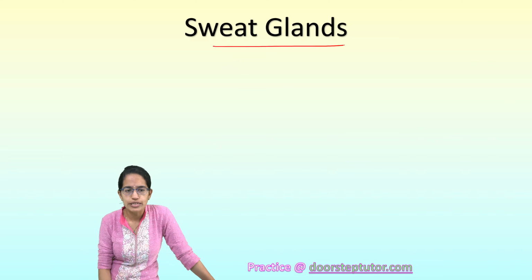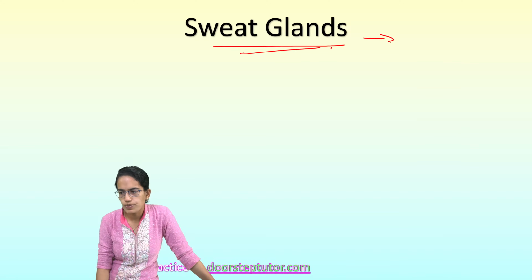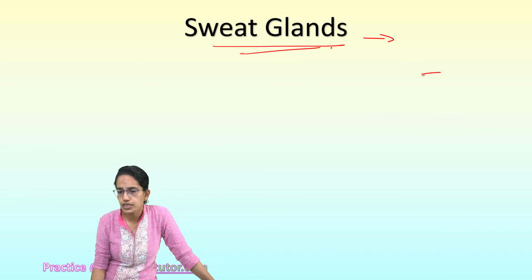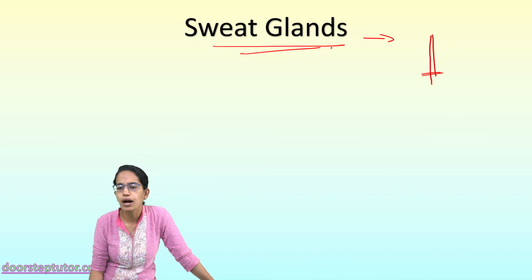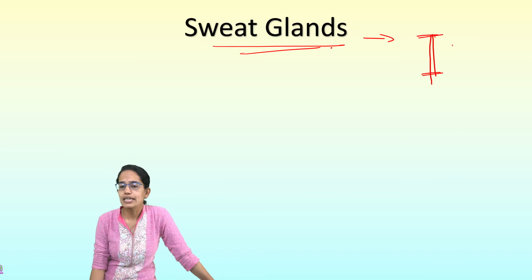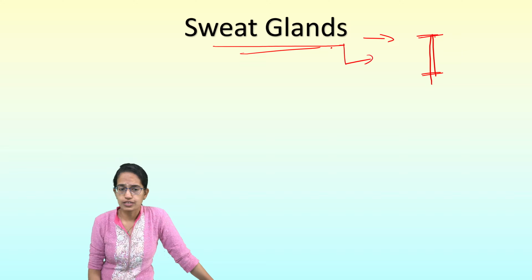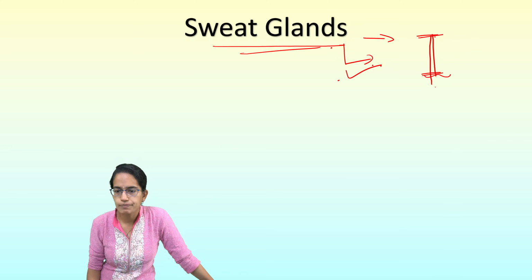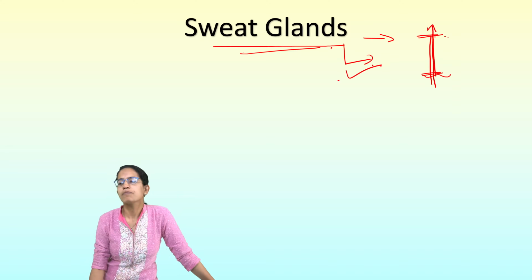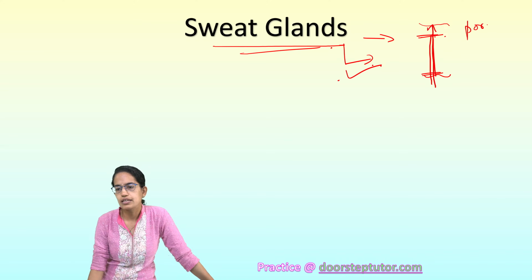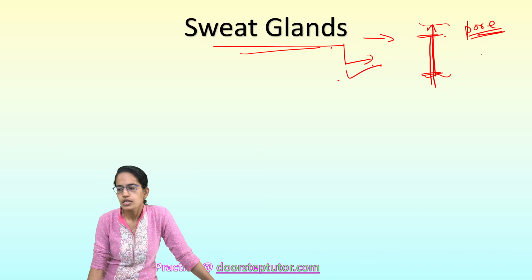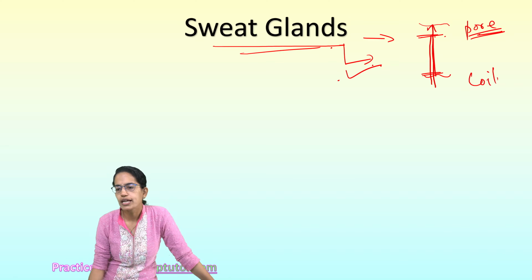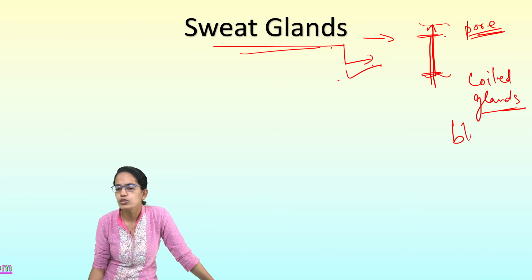The next is sweat glands. Sweat glands are tubular structures which originate in the dermis but come out through the epidermis, and they are derived from the Malpighian layer. They are present in the dermis, come out in the epidermis, and on the surface they are revealed in the form of pores. The distal part is coiled and glandular in nature. The distal part also has lots of blood capillaries.